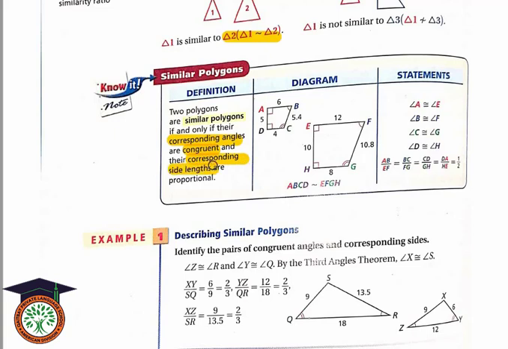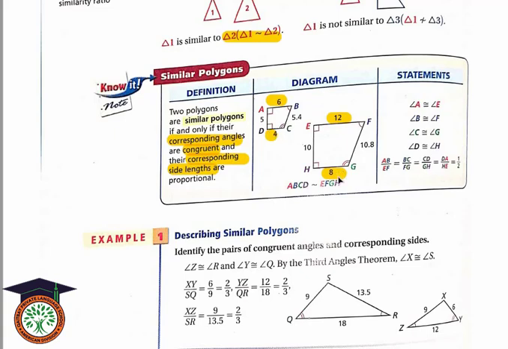What do I mean by proportional? If I have side AB, what is the length of AB? It's 6 centimeters, or 6 whatever. And EF, what is the length of EF? 12. So 6 over 12. I can write it as a fraction, 6 over 12. DC, what is the length of DC? 4. And what is the length of HG? 8. So I can write 4 over 8.